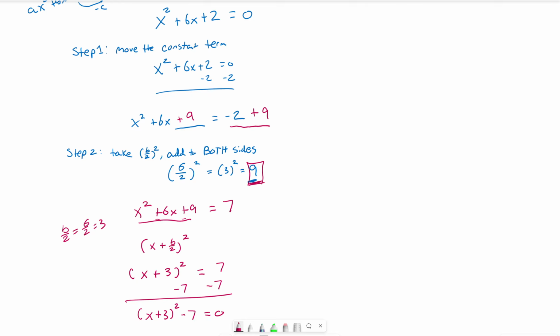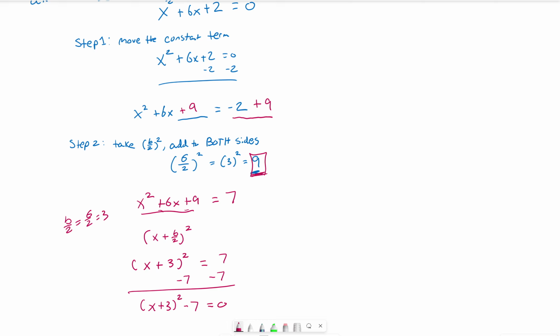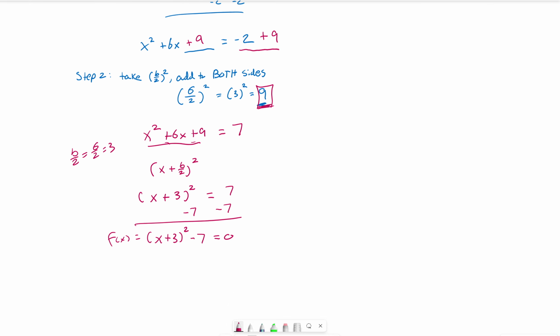And that would be our completed form for completing the square. So that is our final step. Maybe you'll throw an f of x in front of it or a y. But we have rewritten our function using completing the square.